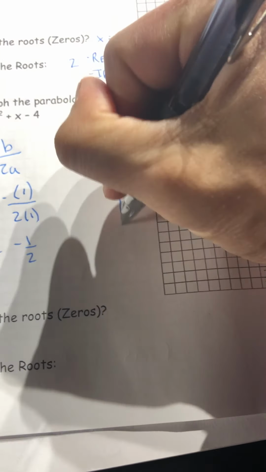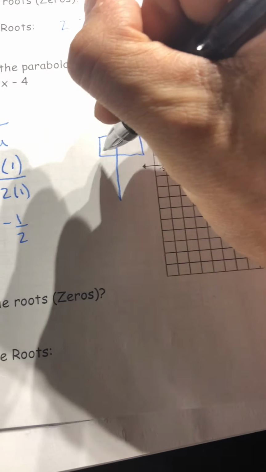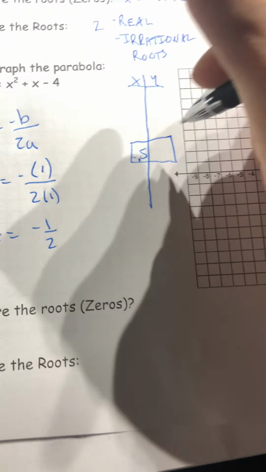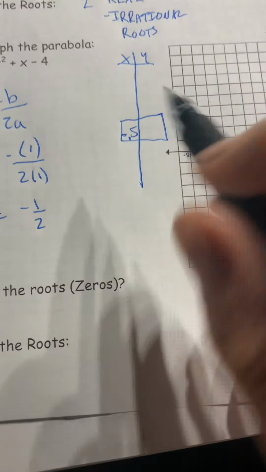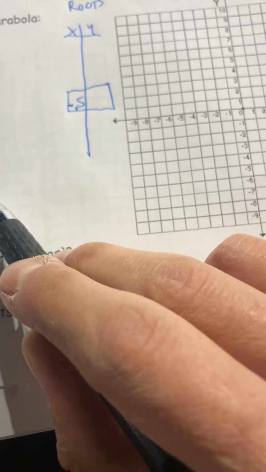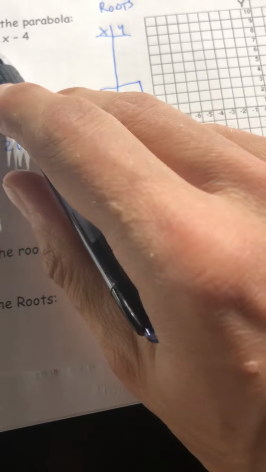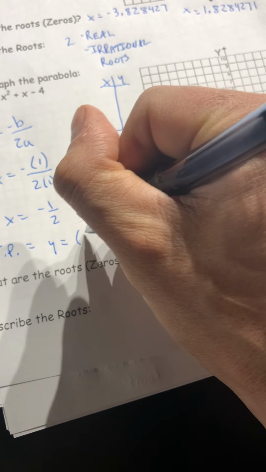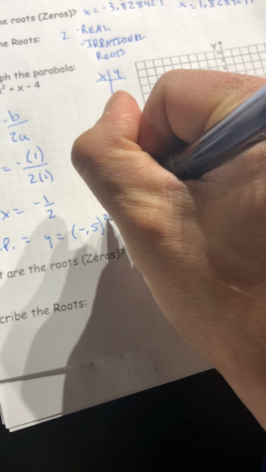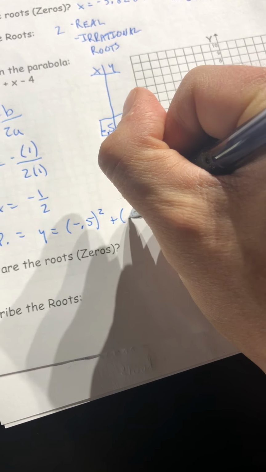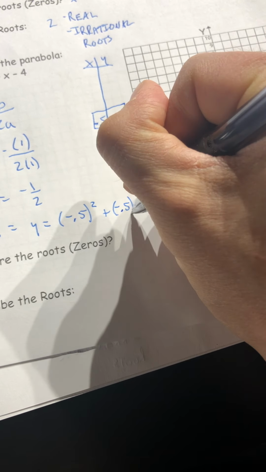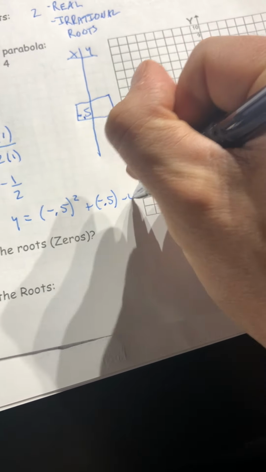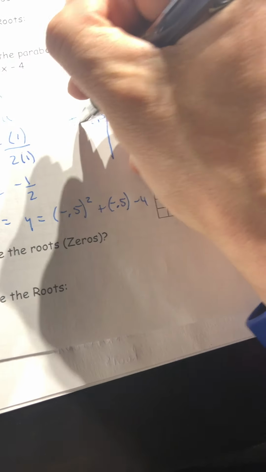So I'm going to put our table here. So this is negative 0.5. You can write it as a fraction if you would like. And then you're going to have to find this by hand. So you're going to take negative 1/2 or negative 0.5 and plug it in here. So to find our turning point by hand, if y is equal to negative 0.5 squared plus negative 0.5 minus 4. And once again, that's just taking this x value and plugging it in.